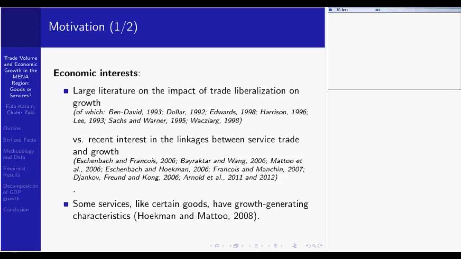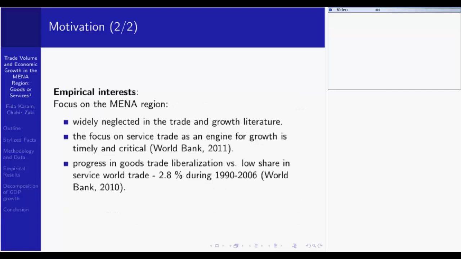From an empirical point of view, why do we focus on the MENA region? Because first, it has been neglected in the trade and growth literature, and moreover, this region has a huge competitive advantage in services. Despite this competitive advantage, the services sector still faces several impediments in terms of liberalization, which is not the case of goods that experienced a significant liberalization, especially in the last 2 decades.